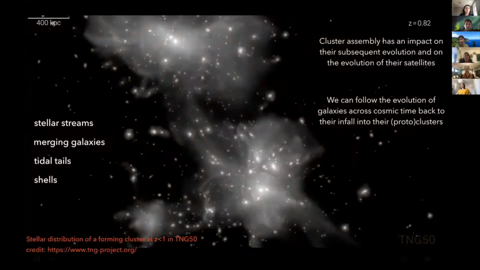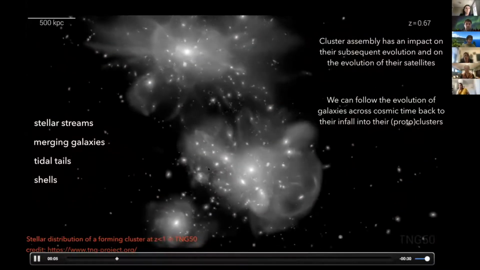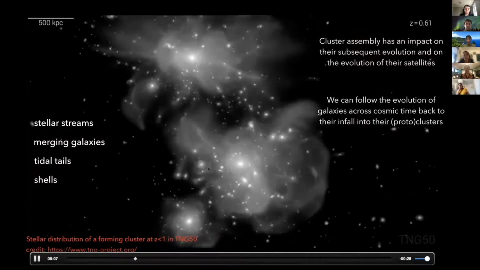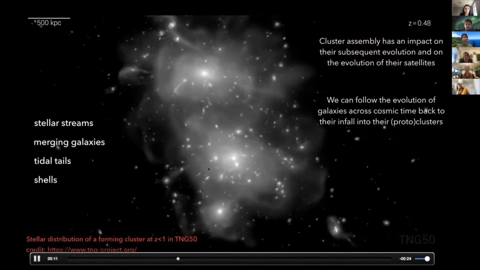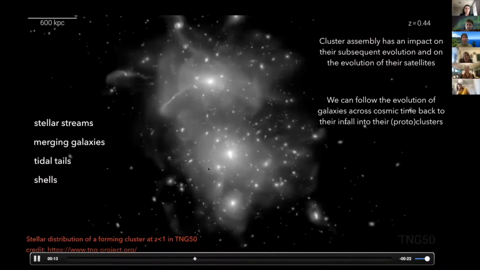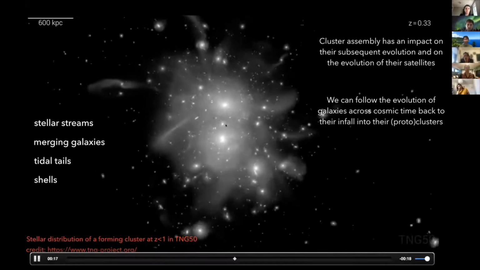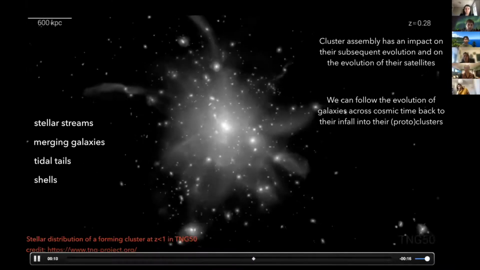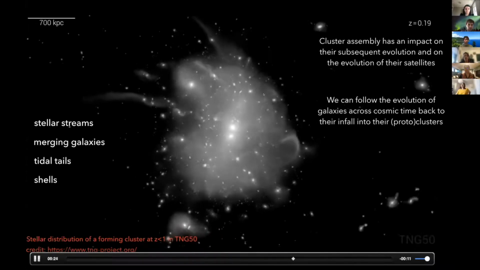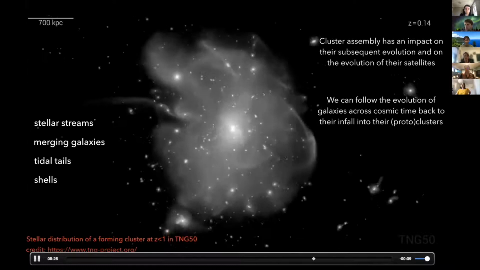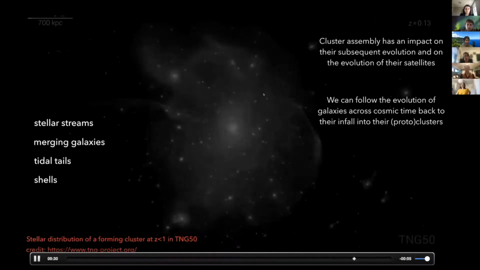So let me start with this movie, which is showing you the stellar distribution of a forming cluster at redshift below 1 in TNG50. And as you can see, while the cluster is forming, we can see stellar streams, we can see tidal tails, merging galaxies, and we can also see some galaxies that infall into the main body of the cluster. And so we can say that, of course, the cluster assembly has an impact on their own evolution, but also on the evolution of their satellites.